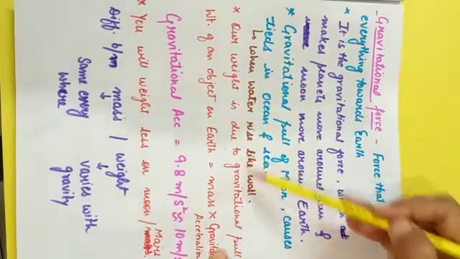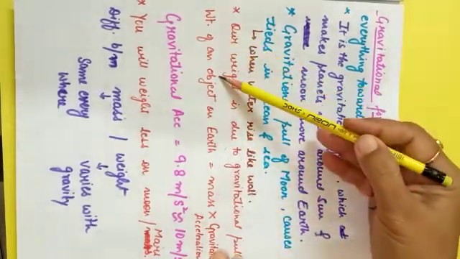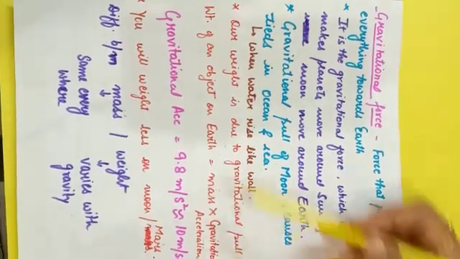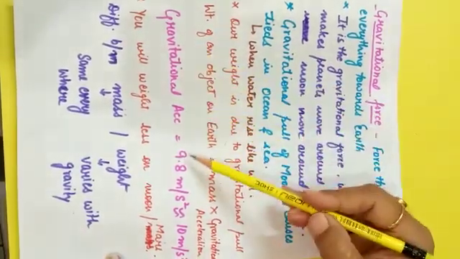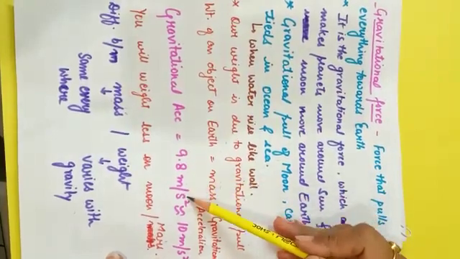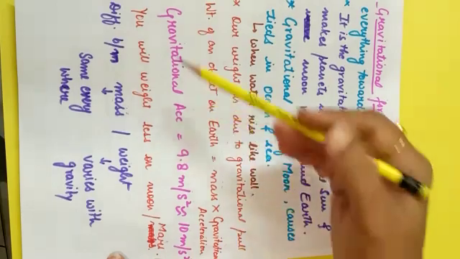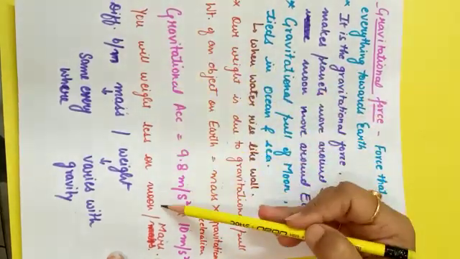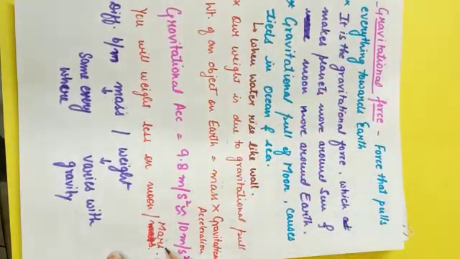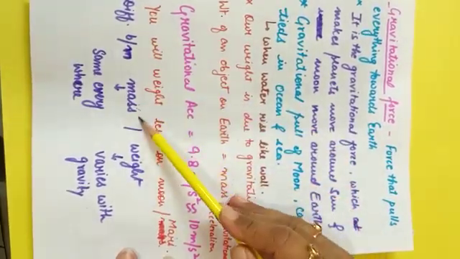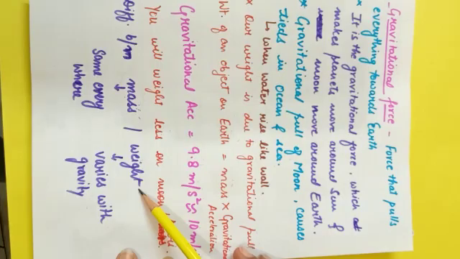Our weight is due to the gravitational pull. Weight of any object on earth is mass times gravitational acceleration. The gravitational acceleration on earth is 9.8 meters per second squared, that is approximately 10 meters per second squared. You will weigh less on the moon as compared to earth. Now what is the difference between mass and weight? Mass remains the same everywhere, whereas the weight varies with gravity.